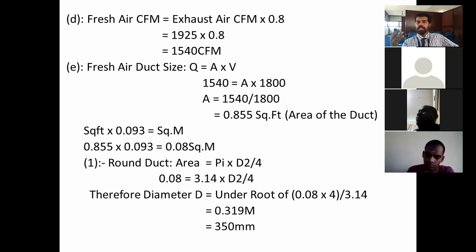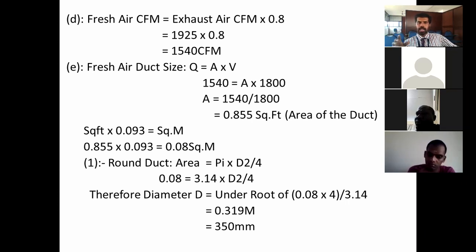So we have seen why we have taken 80% yesterday. If someone was not there, you just go through yesterday's video, and you will be able to know why we have taken 80%. Just multiply 0.8 with the exhaust air CFM, and you will get the fresh air CFM.